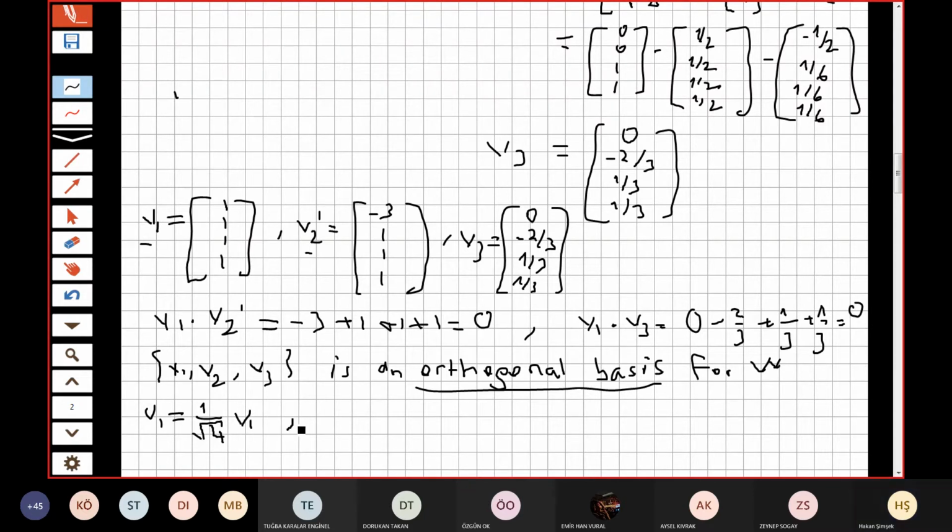And U2 is equal to 1 over the norm, namely the square root of 9 plus 1 plus 1 plus 1 becomes 12, times V2 prime. And U3 is equal to 1 over the square root of 4 over 9, 1 over 9, 1 over 9. We have 6 over 9 becomes 2 over 3, times V3. Namely, you will multiply the vector V3 by the scalar written here. So you obtain an orthonormal basis. U1, U2, U3 is an orthonormal basis.